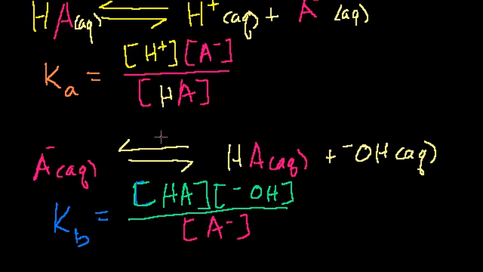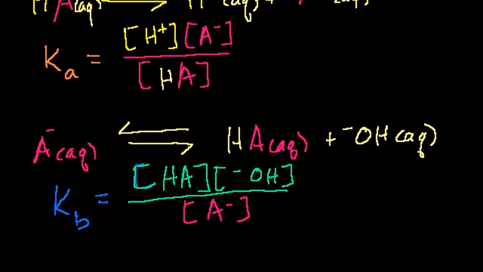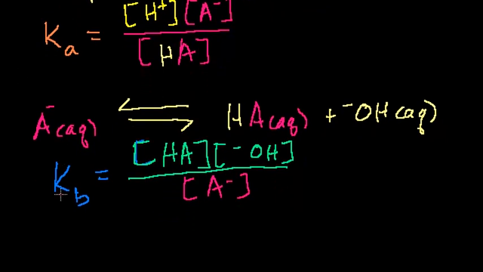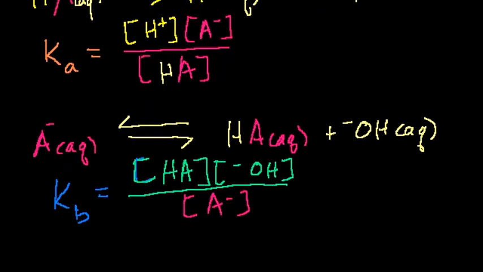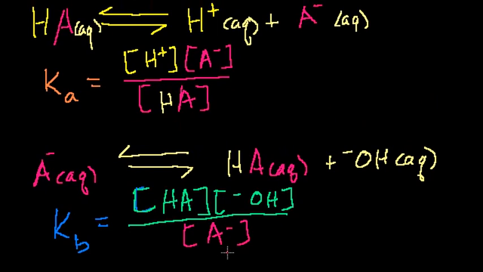So you can only do this, remember, for weak acids and bases. With that said, let's see if we can find a relationship between Ka and Kb. Let's divide. What do we have here? We have an A minus on both sides of this. Let's solve for A minus.